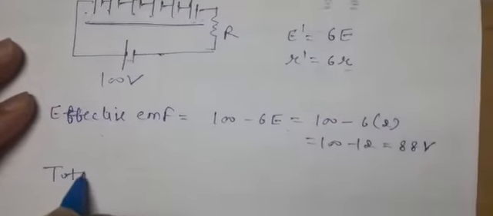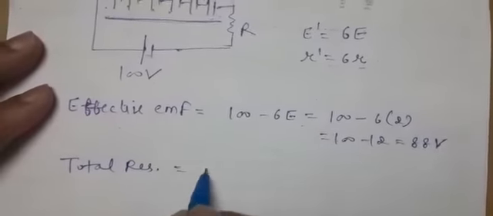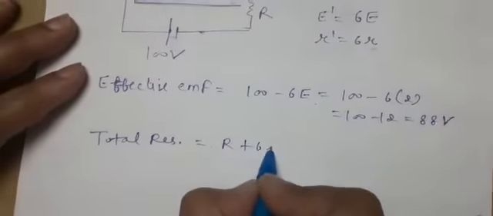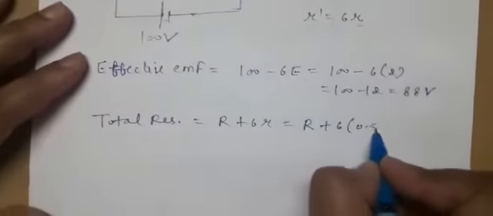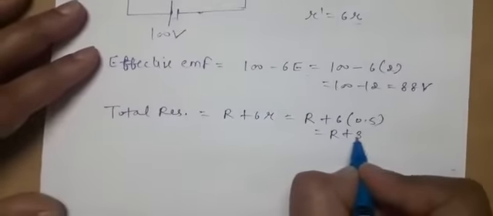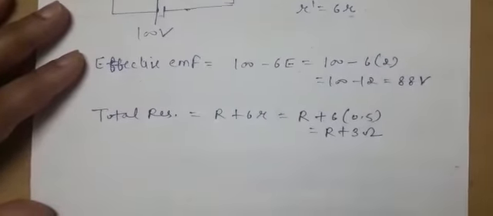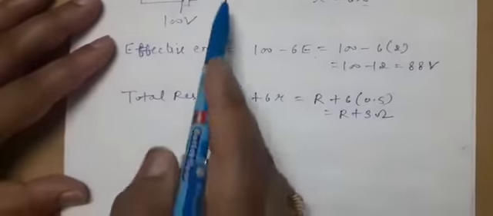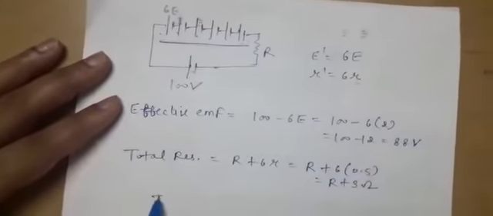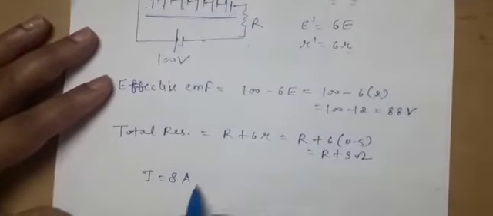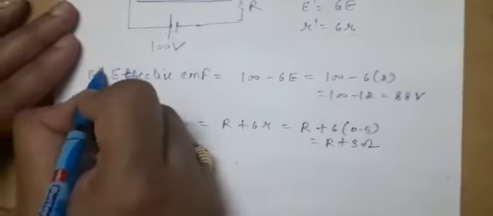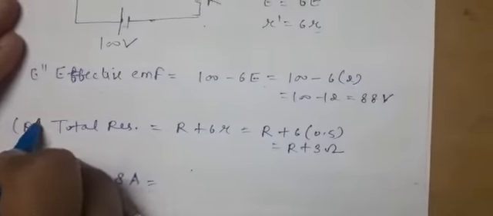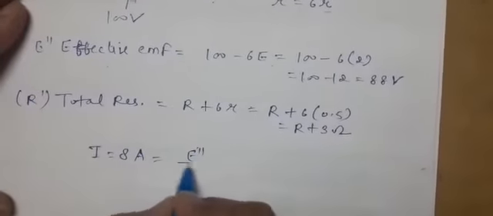Now what is the total resistance of the combination? This is R plus 6 into r. So capital R is unknown but small r is given, it is 0.5. So it is R plus 3 ohm. Now as the series resistor is used in the charging circuit, the current is limited to 8 amperes. So what is the current? This is effective EMF, you can represent it by E double dash and resistance by R dash, so E double dash upon R dash.